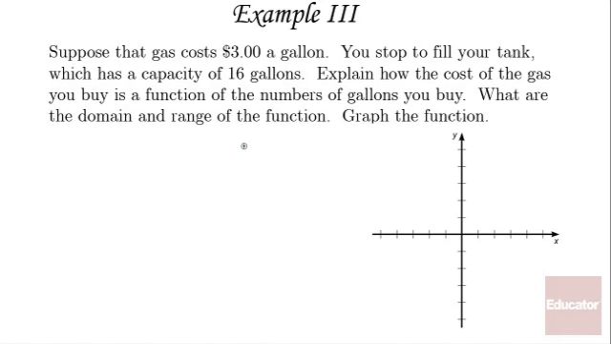Okay. So this time, let's talk first about the domain and the range, because in order to graph it, I really need to know what my domain and range are. My domain is going to be the number of gallons of gas that I can buy. So this is going to be my gallons. And I can actually buy any amount of gas above 0. I could buy just a half a gallon or less.